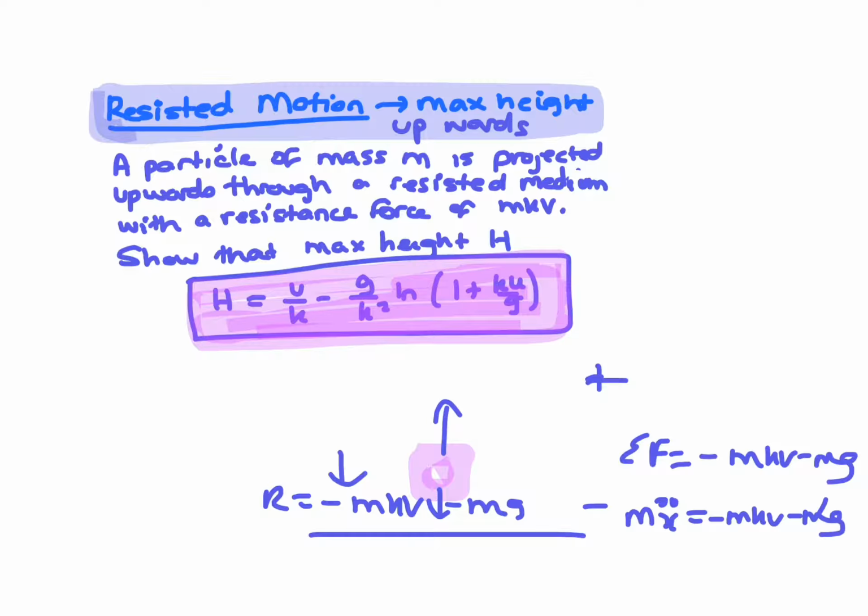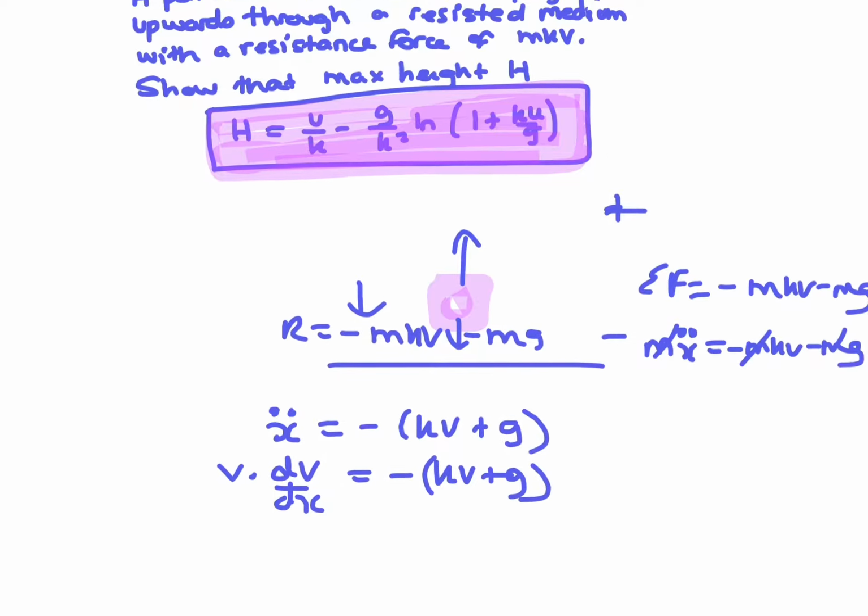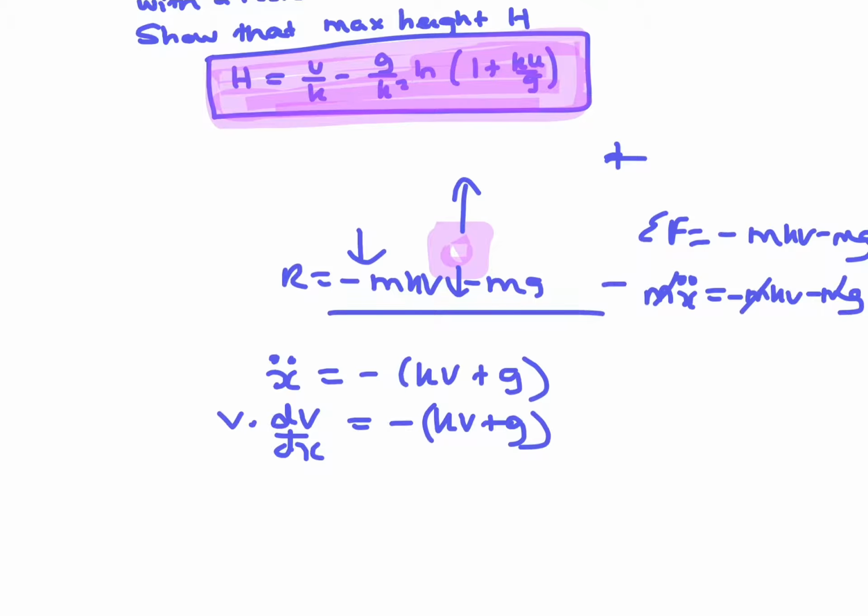So mass times the acceleration equals minus mkV minus mg. So the m's cancel out, and you end up with the acceleration equals minus kv plus g. Because we want the actual height, we want distance, we're going to have to use v dv on dx equals minus kv plus g. And from this now, let's just get the v's on the one side. Let's go v on kv plus g dv equals minus 1 dx.